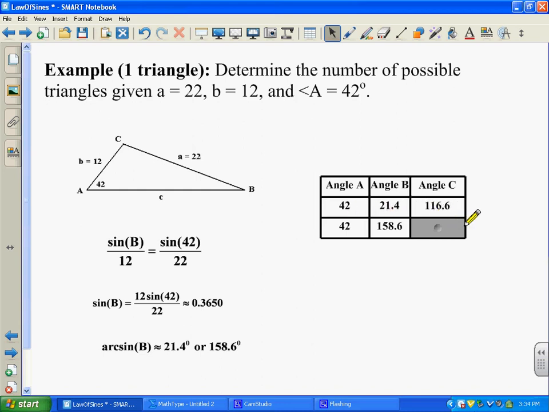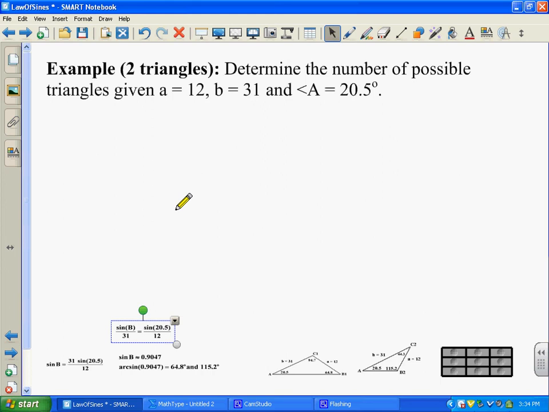Here we have 116.6, so that's legitimate. We have one triangle. In this case, however, this is an impossible situation because if we add up these two angles, we see right away we get a value greater than 180. Okay, so we know that only one triangle is possible. Okay, moving on to the next case.